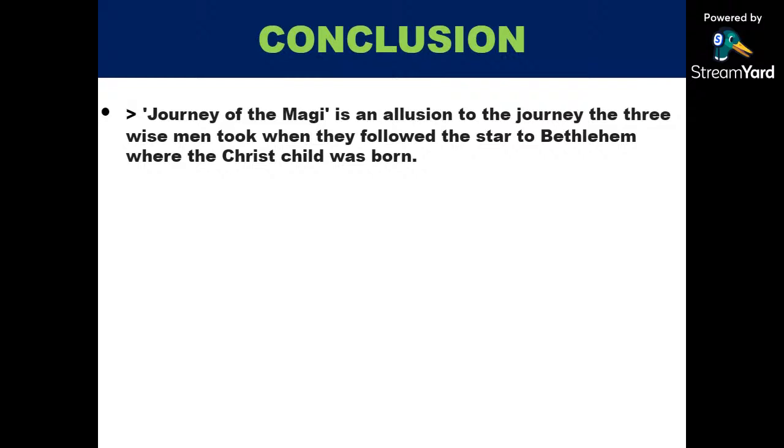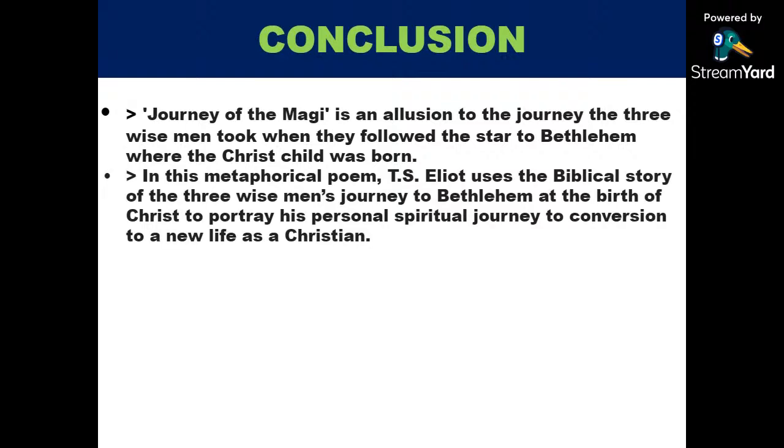Now, Journey of the Magi is an allusion to the journey of the three wise men, the journey they took when they followed the star to Bethlehem, where the Christ child was born. In this metaphorical poem, T.S. Eliot uses the biblical story of the three wise men's journey to Bethlehem at the birth of Christ to portray his personal spiritual journey to conversion to a new life as a Christian.